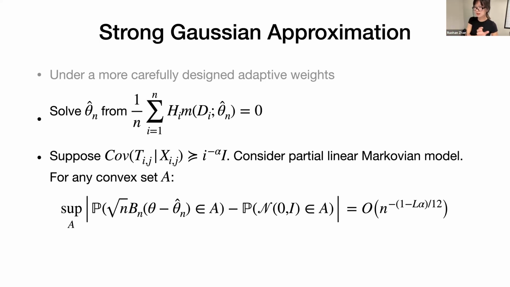Which means that the probability that the left-hand side, the standardized statistic, belongs to this convex set A, minus the probability that the standard normal belongs to the convex set A, can be uniformly upper bounded by something. This is also a finite sample result, which is really impressive, I think. It essentially says that this works for any convex set.